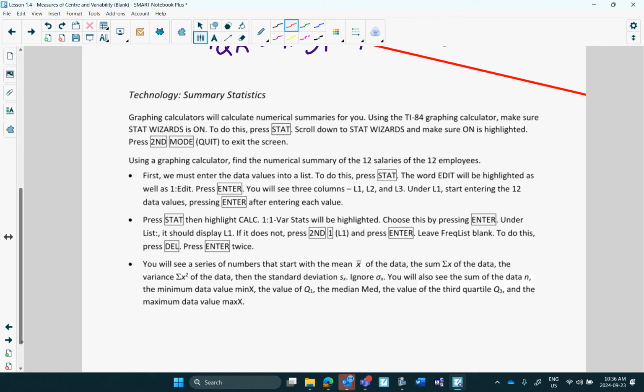So all you do is press 39, enter, and then it'll go down for you automatically. 34, enter. 34, enter. 35, enter. 34, enter, etc. They're on the front page of the lesson. These are the 12 salaries.